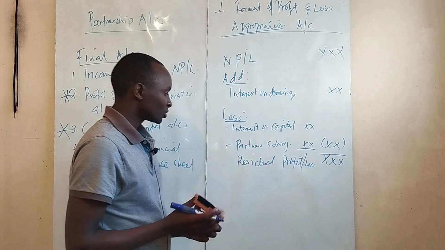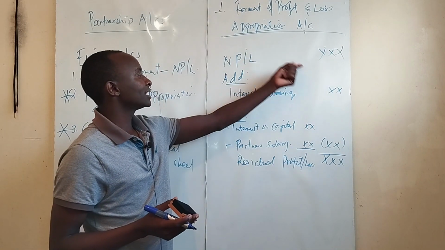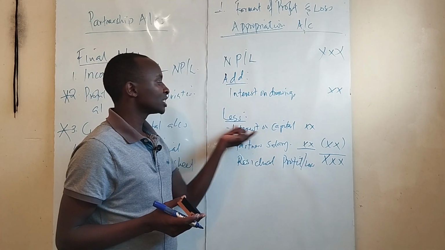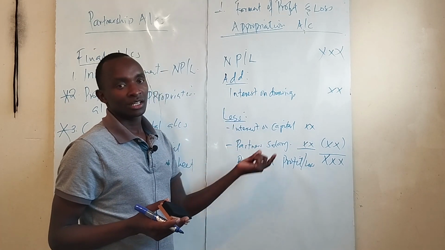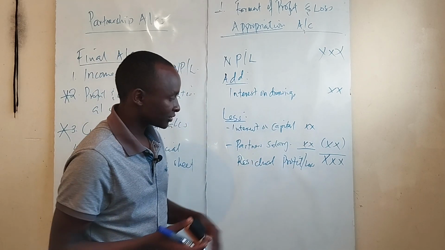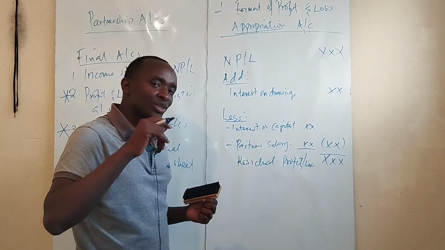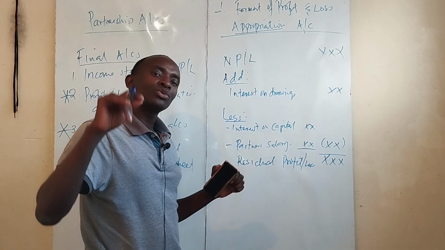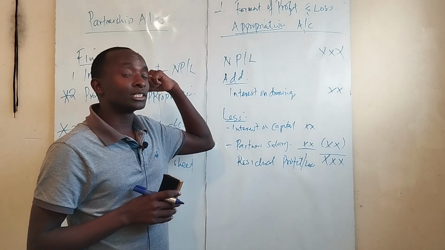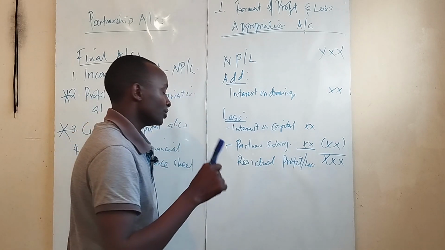So ladies and gentlemen, this is what I was saying. This residual profit is a profit that we arrived at after adjusting this net profit with some items, like adding the interest on drawings, reducing the interest on capital, and also reducing the partner's salary. So what we get now is the residual profit. Now this profit is the one that is going to be shared by the partners according to the profit sharing ratio that is shown or stipulated in the partnership deed. Are we together? So this residual profit is what we are going to share to the partners.